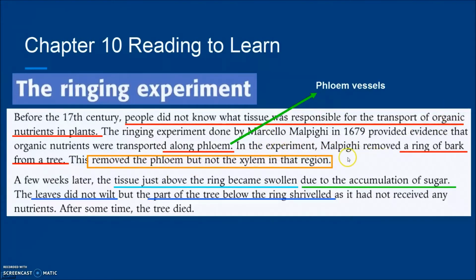In the experiment, the scientists removed a ring of the bark from a tree. This action just removes the phloem vessels, but not the xylem vessels. You need to tell me the reason. A few weeks later, the tissue just above the ring becomes swollen due to the accumulation of sugar, and the leaves did not wither, but the part of the tree below the ring shriveled. Finally, the tree died.